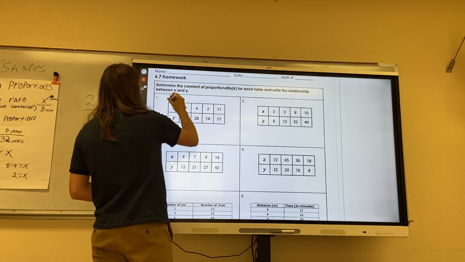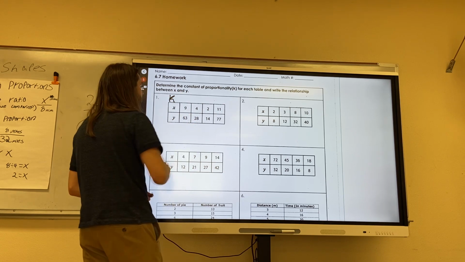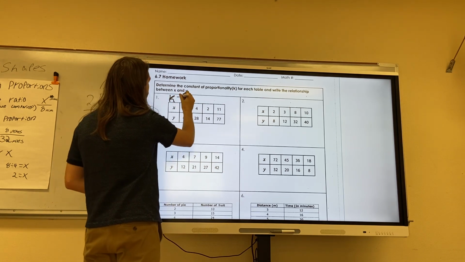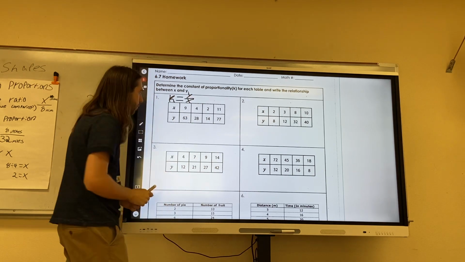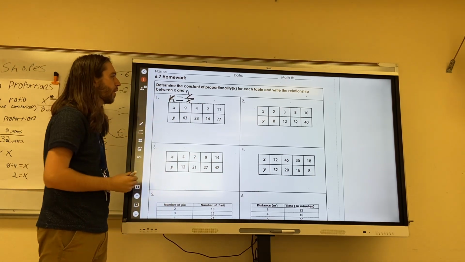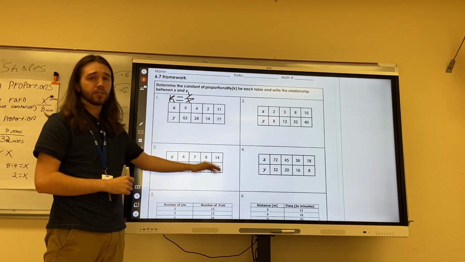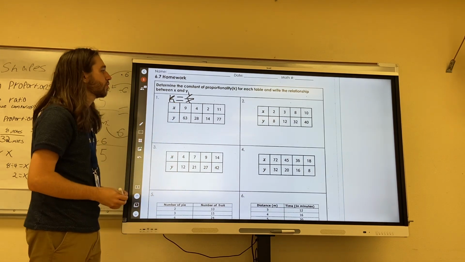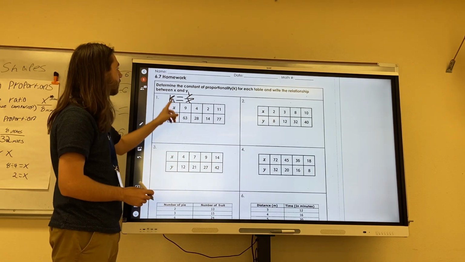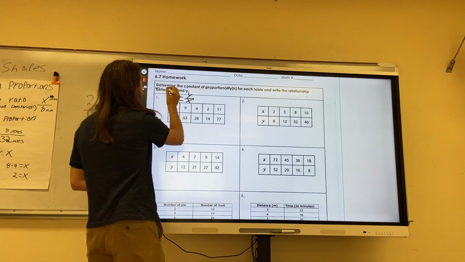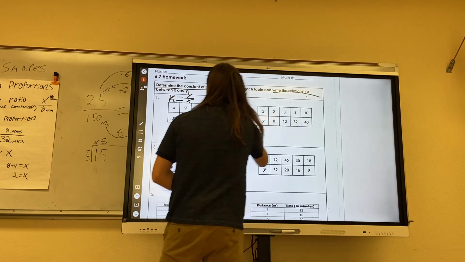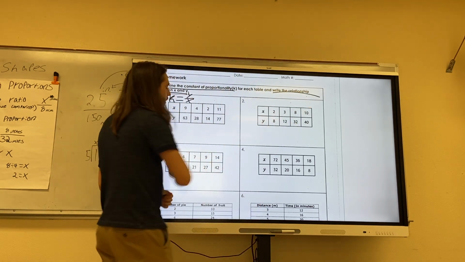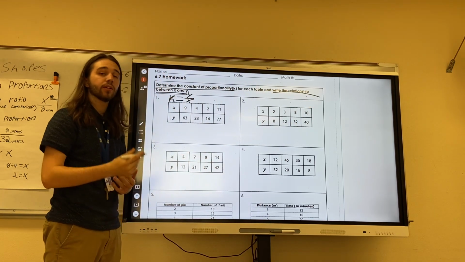So k, which represents our constant of proportionality, equals y over x. K equals y over x. We gotta figure out what k is for each of these problems, and we're gonna use that equation to do it. So that's how we determine the constant of proportionality. But we also need to write the relationship between x and y. Now that's just a fancy way of saying we need to write the equation.